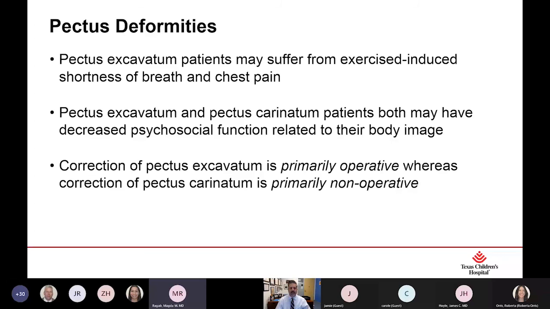The carinatum patients, like we talked about, usually it's more of a cosmetic thing, although they can have some chest wall pain in those affected areas. For excavatum and carinatum patients, they both suffer from psychosocial issues, although they usually deny it in the clinic. And just to generally summarize, most excavatum patients require an operation for repair. Most carinatum patients require non-operative treatment.